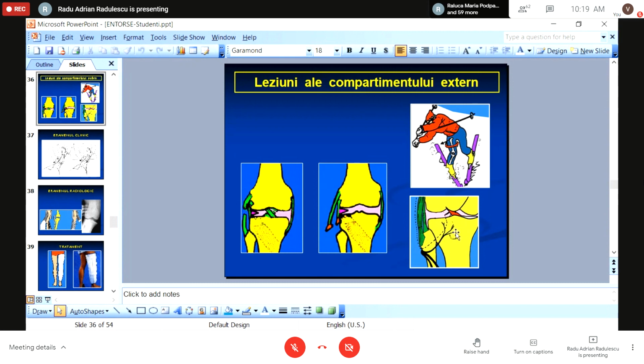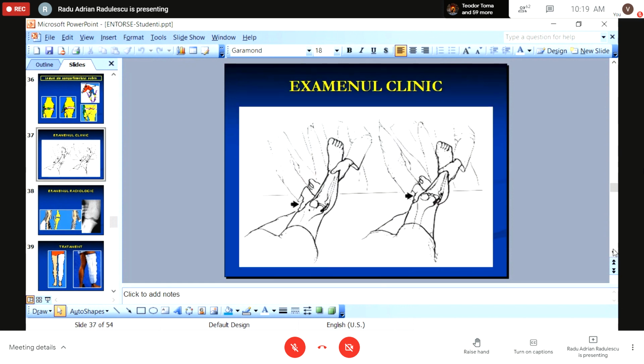And I remind you again about the common fibular nerve, which passes very close in an intimate relationship with the neck of the fibula, and which can be damaged during these sprains, during this elongation mechanism at the level of the lateral aspect of the knee. I don't insist on that nerve, I have already mentioned it.